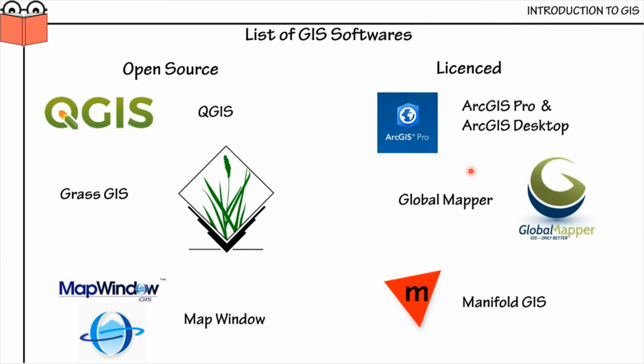Some of the licensed softwares will cost you a fortune. You have to buy the license, and then you can use it. The Esri company that I was telling you about has software called ArcGIS Pro and ArcGIS Desktop. There is also another licensed software called Global Mapper, and this is Manifold GIS. So these are a couple of free and paid softwares that you could use to do analysis. So that is about it.